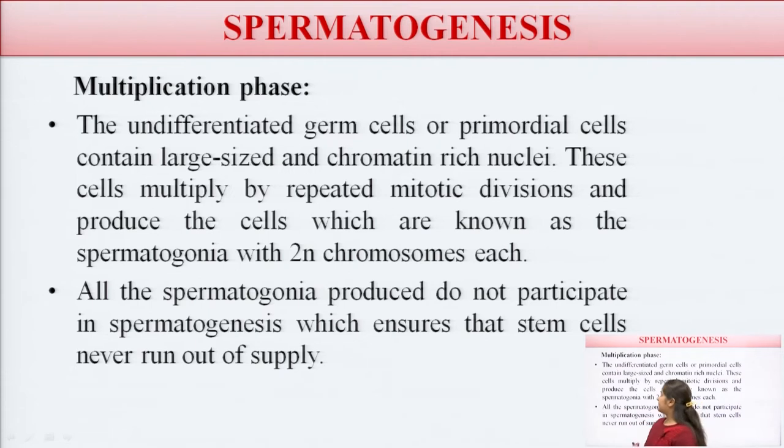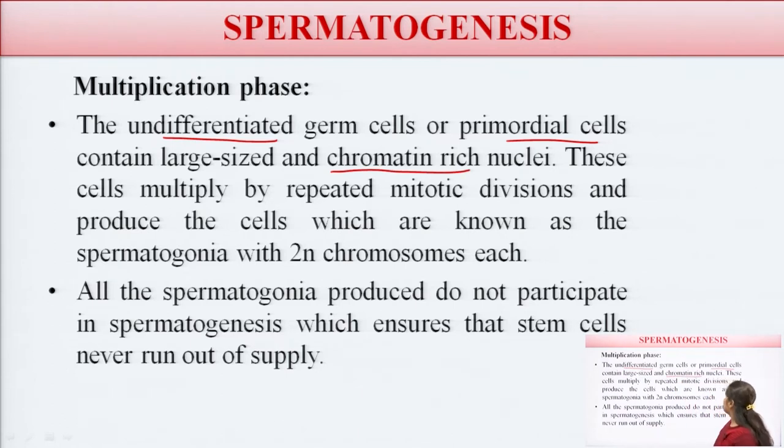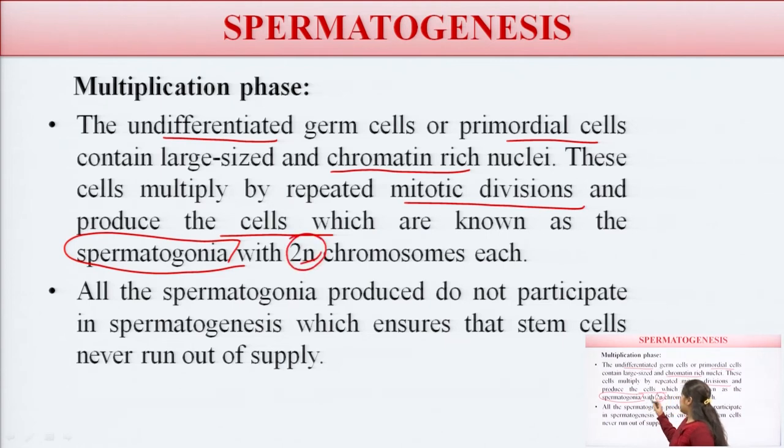So, in the multiplication phase, there are the undifferentiated cells. Undifferentiated germ cells or primordial cells contain large and chromatin-rich nuclei. They multiply by mitotic division and produce cells known as spermatogonia, each with 2n chromosomes. Not all the spermatogonia produced participate in the spermatogenesis process, which ensures that the stem cells never run out of supply. So not every cell goes for the further process of spermatogenesis, it is only a few.